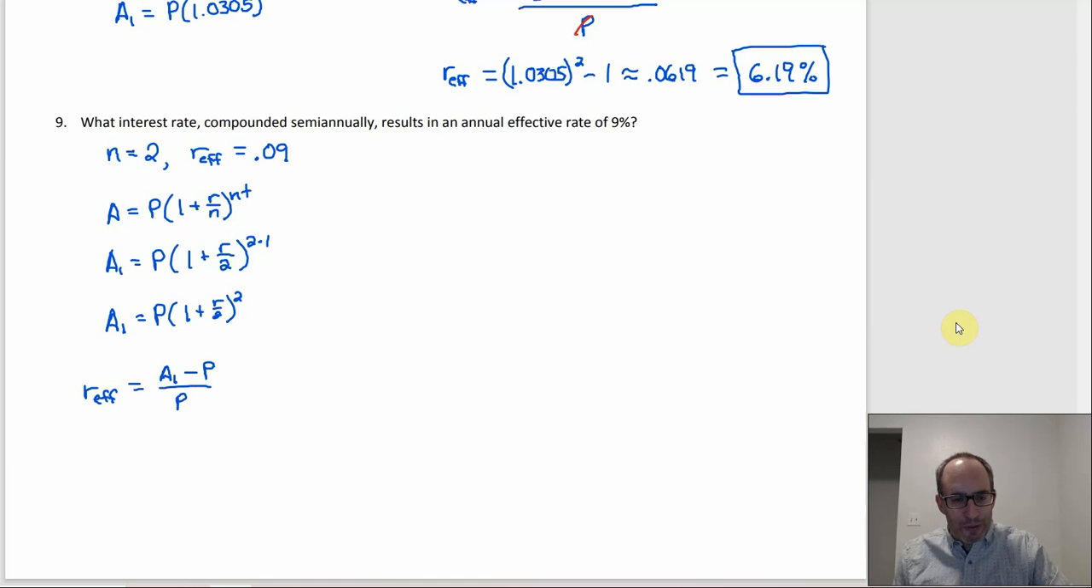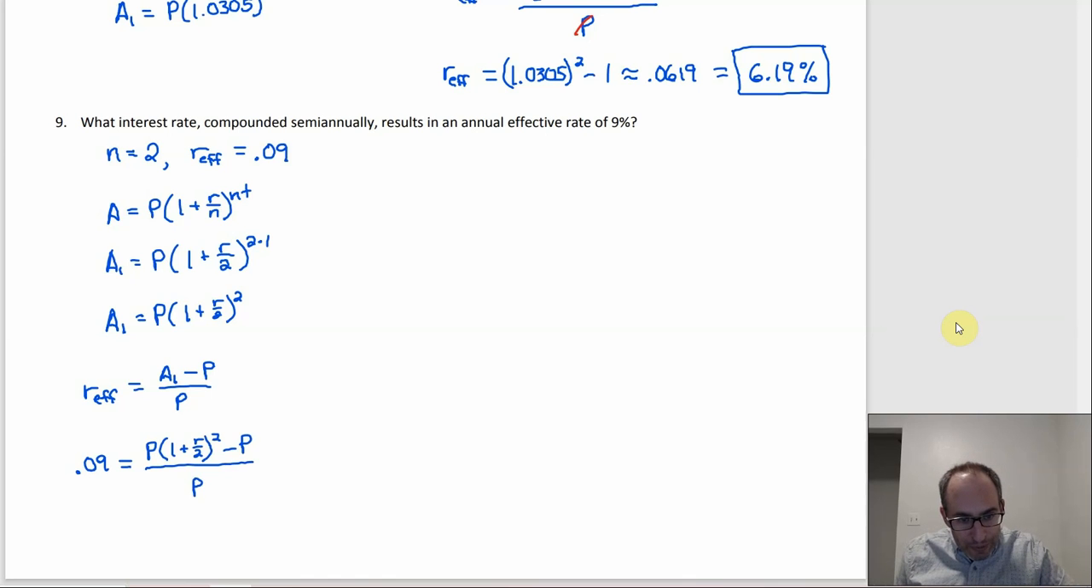And if we sub in for a sub 1, and we know what the effective annual yield is, it's 0.09. So we can say 0.09 must be equal to P times 1 plus R over 2 quantity squared minus P, all over P. Oh, hey, look, we're in the same position we were in last time, where we're going to be able to factor a P out of the numerator and then cancel it. And that's exactly what we are going to do.